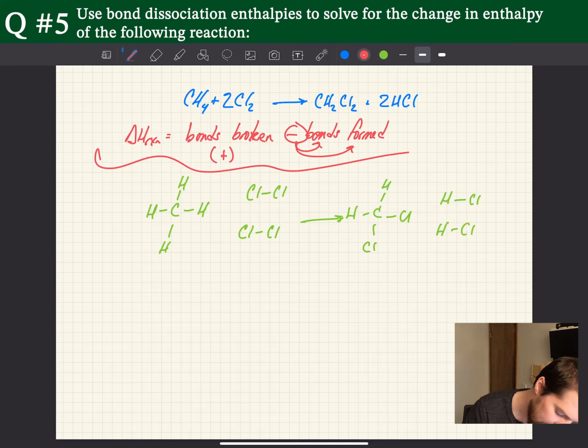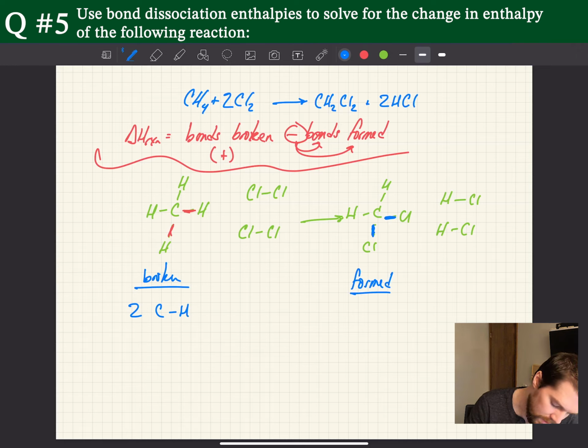Okay, so now if I look at the reactant side and compare that to the product side, I lost 2 hydrogens from my methane over here on the left. So bonds broken, if I'm just going to start adding those up, I can say 2 CH bonds were broken. Let's talk about formed. Now, if they're broken, then this carbon has just 2 H's on it, and it somehow got 2 chlorines. Well, obviously 2 CCl bonds formed.